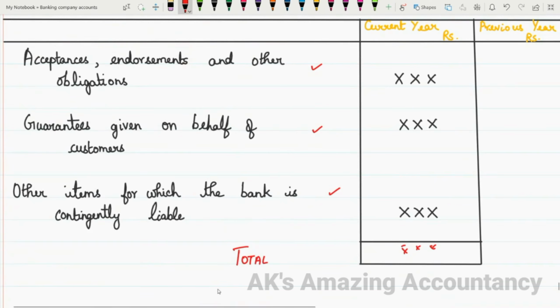So as I told you already, totally 12 schedules form a part of the bank balance sheet, out of which Schedule 1 to Schedule 5 will come under the heading capital and liabilities. Schedule 6 to Schedule 11, I'm sorry, will come under assets. Schedule 12 will come separately. Hope you all are clear with the contents of the various schedules forming part of the bank balance sheet.